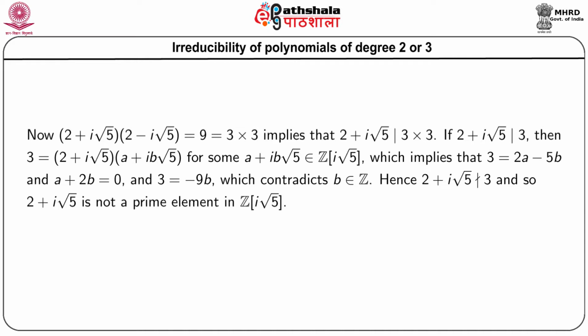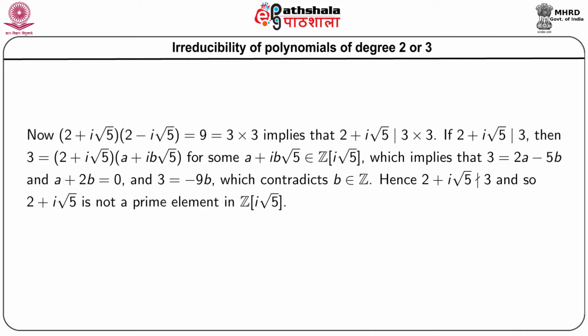Hence, our assumption that 2 + i√5 divides 3 is wrong. Thus, it follows that 2 + i√5 is not a prime element in Z[i√5]. Thus, 2 + i√5 is an irreducible element, but not a prime element in the integral domain Z[i√5].